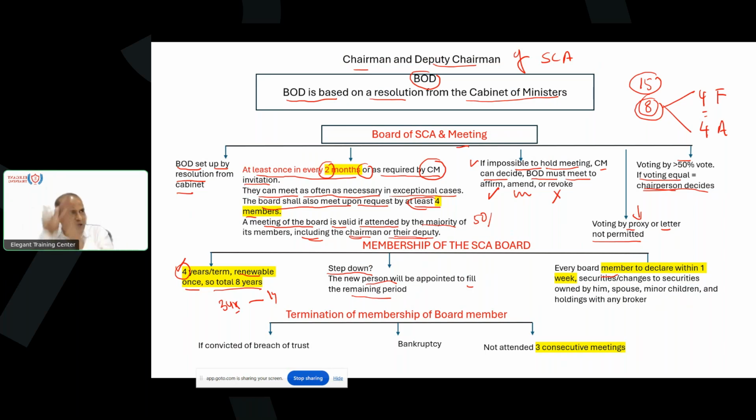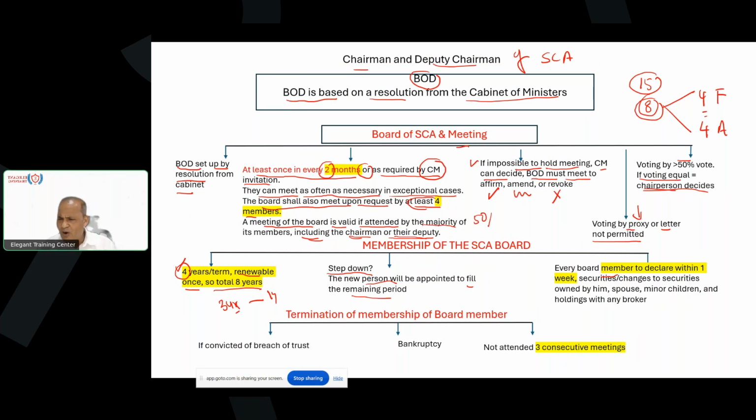After that 1 year, he can be elected or not elected. That is another case. He can be elected for 4 years, again for 4 years. But refilling is only for the remaining period. It is common knowledge, correct?